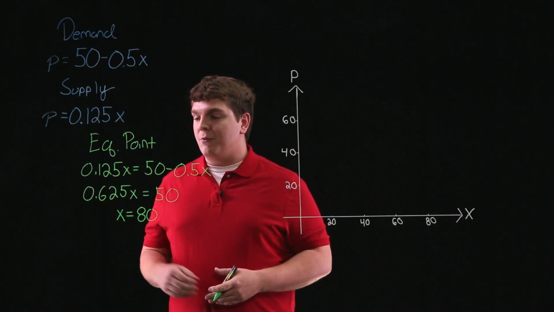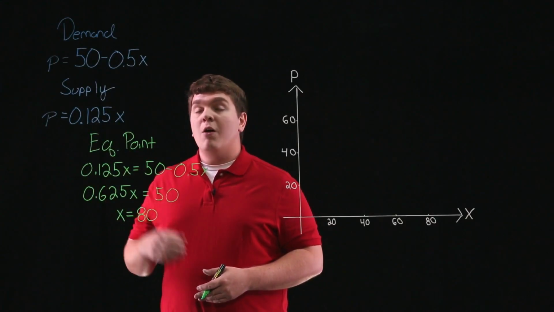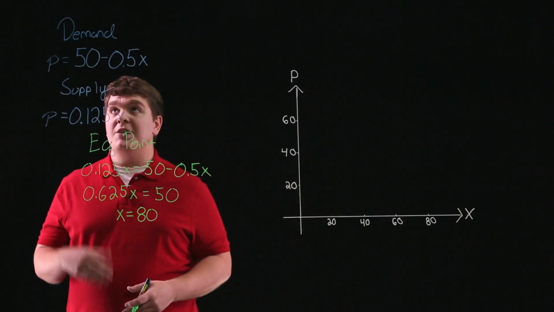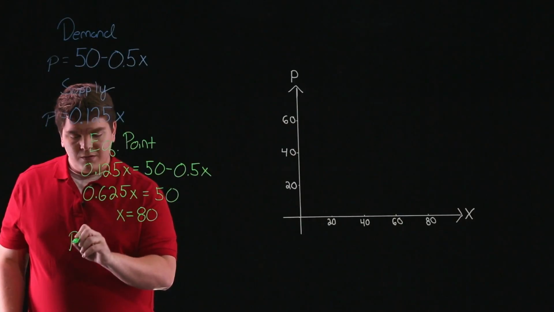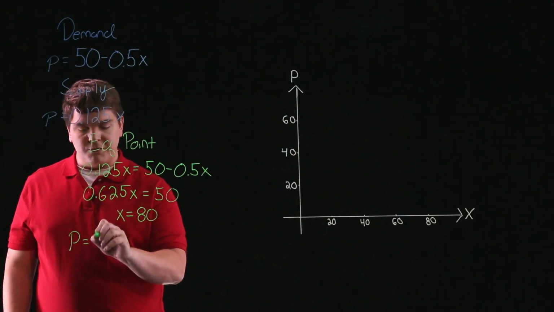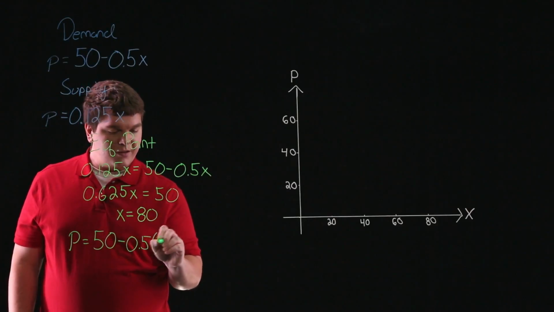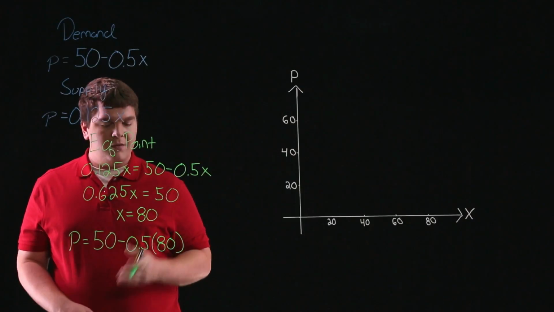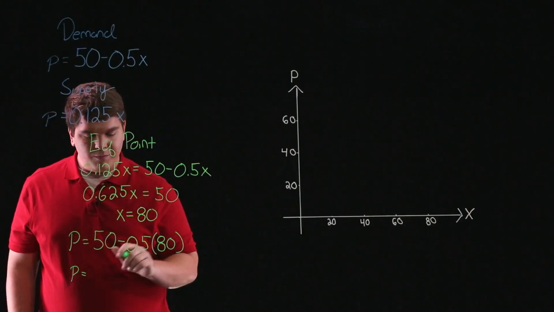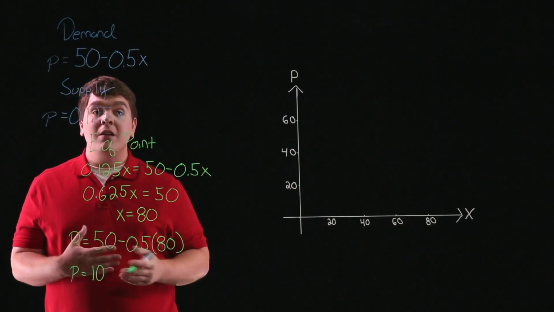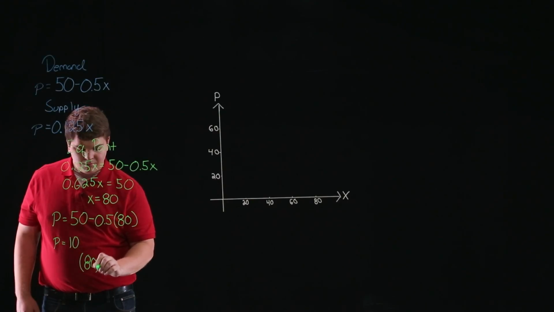Now to get the p-value for our equilibrium point, we'll want to substitute x equals 80 into either our demand equation or our supply equation. It doesn't matter which one we choose. So let's substitute x equals 80 into our demand equation. So here we have P is equal to 50 minus 0.5 times 80. 0.5 times 80 is 40. So P is equal to 50 minus 40, or 10. So our equilibrium point is the point (80, 10).